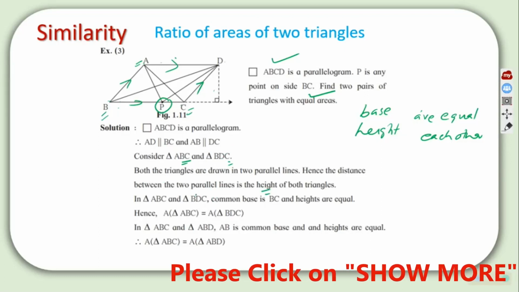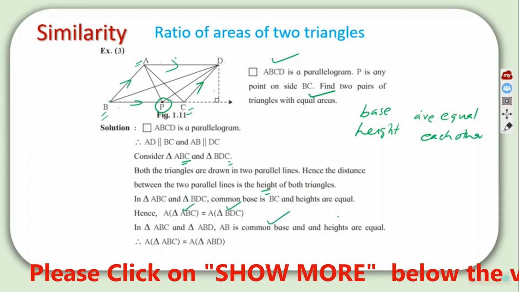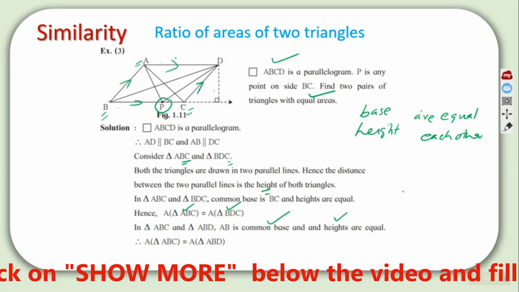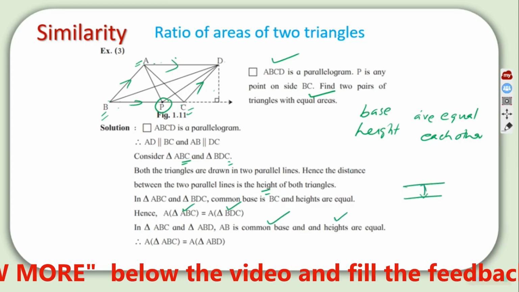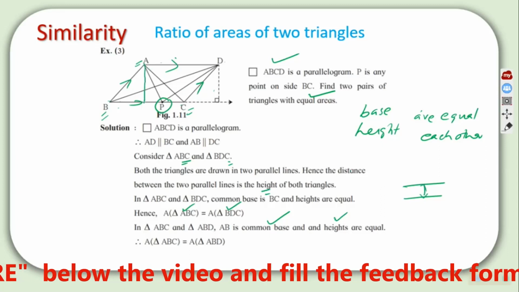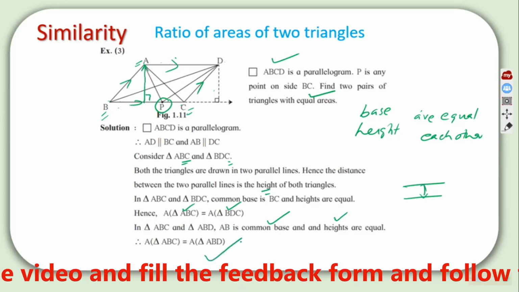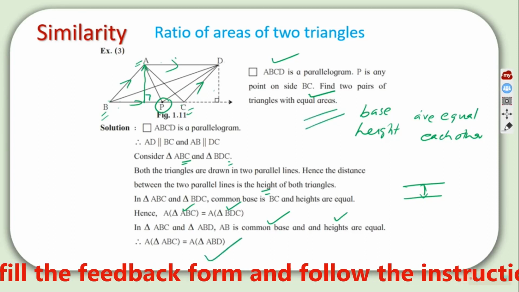So if you are considering ABC and BDC, we can say that they have a common base because both are BC, and the height is the same because if two parallel lines are there, the distance between them is the same. In both cases it is the same, so they have equal areas as asked.